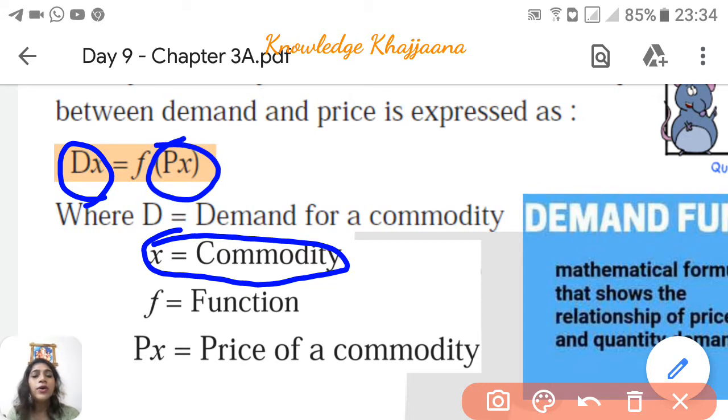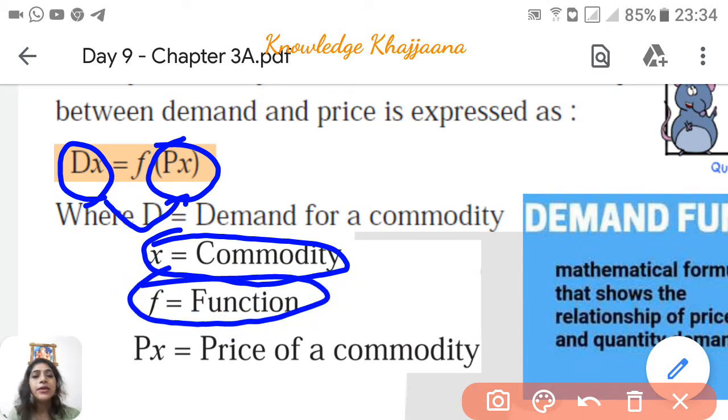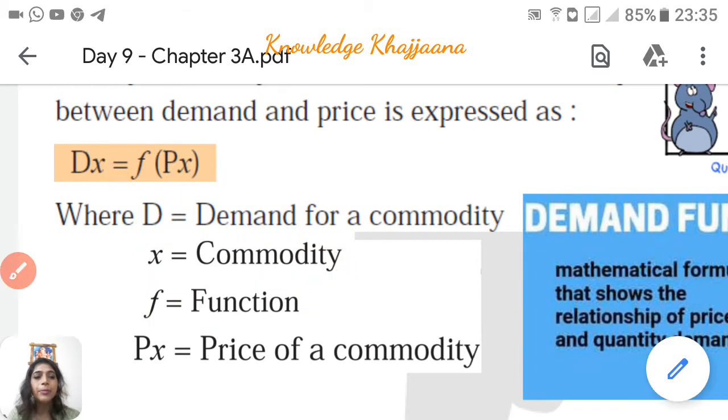The demand for any commodity depends on the price of that commodity. That's why there is a relationship between them, and that relationship is the function. That is the functional relationship. What is Px? Px is the price of the commodity, and X is that commodity or product. P for price, D for demand. So the demand for any commodity is equal to the function of the price of that commodity. That is the mathematical relationship between them.